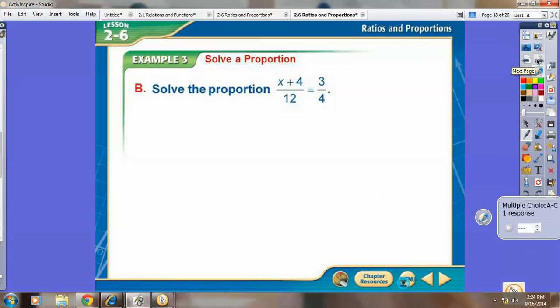Please copy this example down. This is a good one to have in your notebook, because it's not like all the others. We're going to have to do a little bit of distributing. x plus 4 divided by 12 equals 3/4. We want to know what value we can put in for x that's going to make these two ratios equivalent, to make it form a proportion.